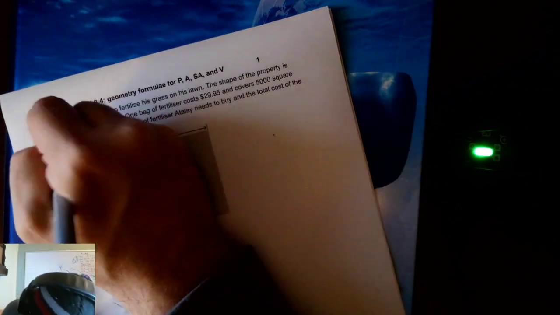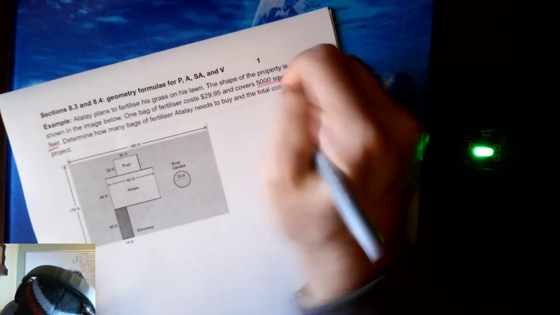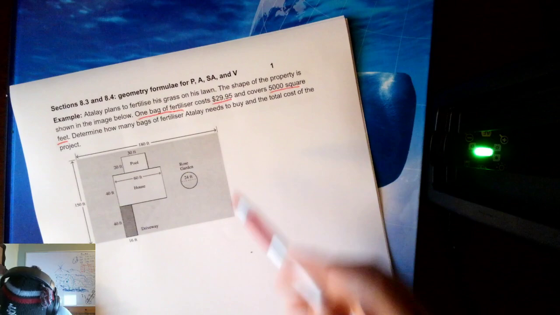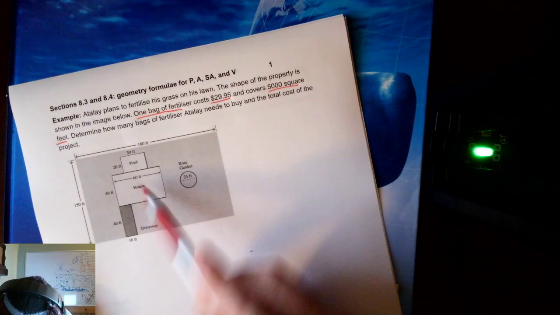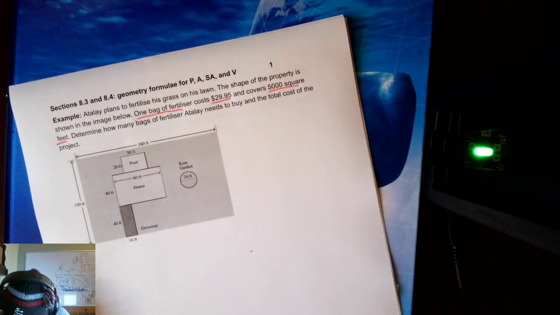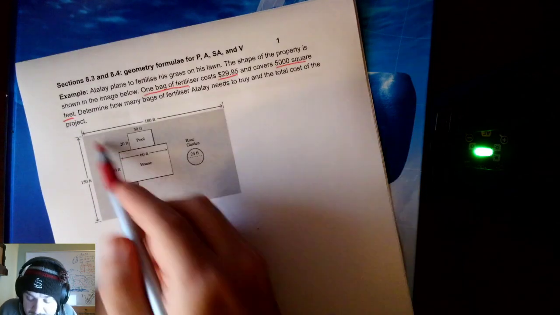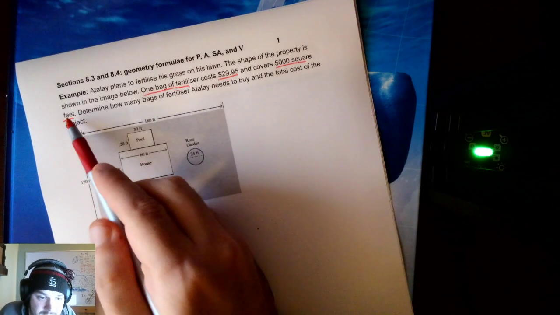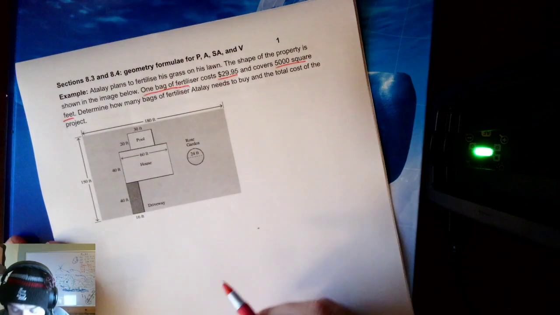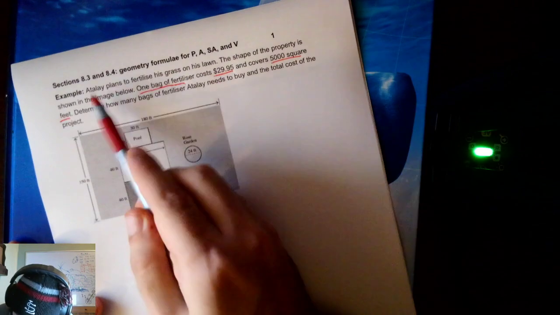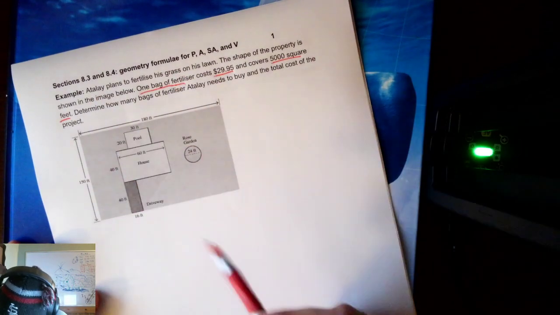The first thing I notice is we've got some values, and it gives us the lawn. First thing I check is, is everything in feet? Looks like everything is in feet, right? All the measurements are in feet. That's good, because the question gives me information in feet. So I always want to make sure my units match up first. Now, I'm trying to fertilize the grass, right? Well, not me, but Adelaide.